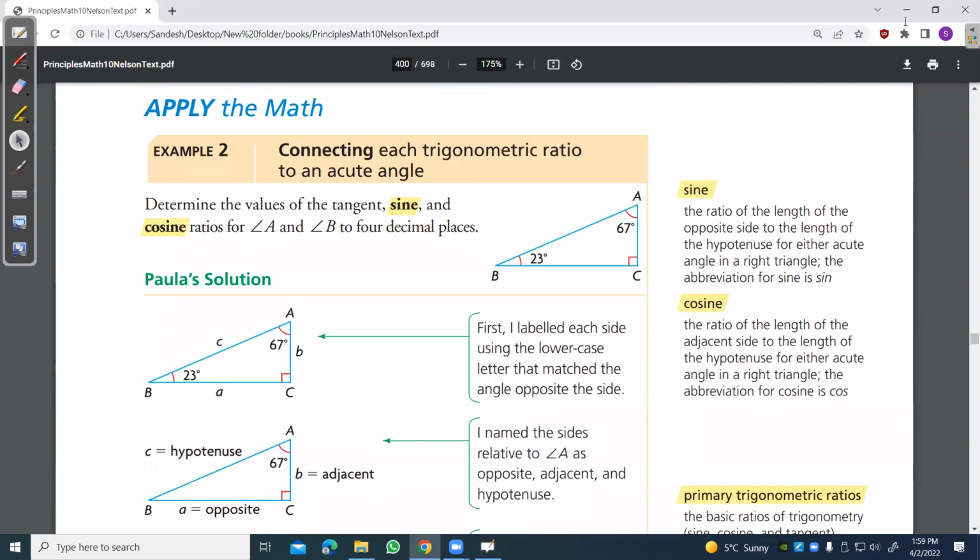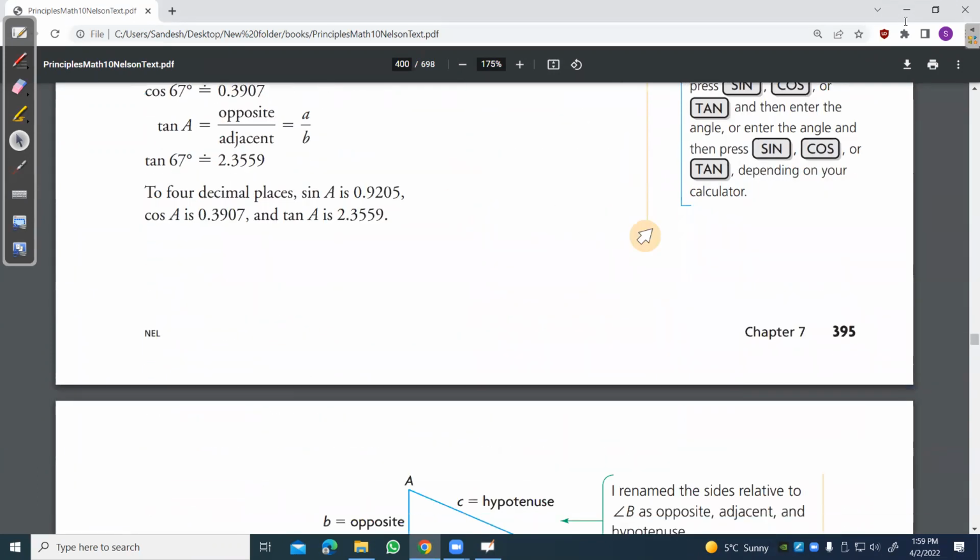Which calculator do you have? In your calculator, do you see a sign button? It's called SIN. Do you have these? Yes. You've never used them before in your life, have you? Nope. Tomorrow we'll be using those, okay? There's something to keep you up at night.